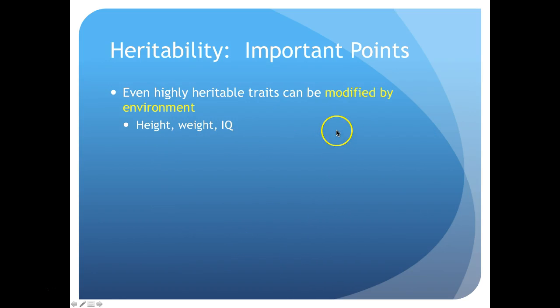And even if you have a really heritable trait, it's pretty clear that it could be modified by the environment. IQ, for example, is pretty highly heritable, about 70%, 80%. But it's pretty clear that if you have environmental stimulation early on, you can modify IQ. So the environment interacts and modifies the trait, turns the genes on, and so forth.